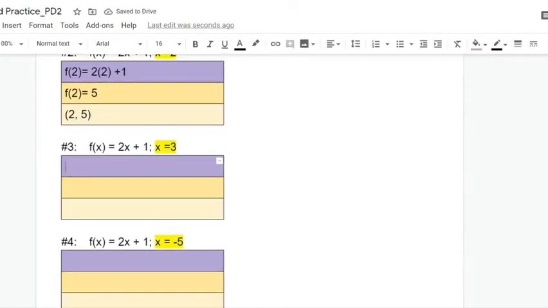Number 3, f of x equals 2x plus 1. This time x equals 3. So f of 3 equals, substituting 2 times 3 plus the 1. Remembering the parentheses gives us the multiplication. f of 3 equals 2 times 3 is 6 plus 1 equals 7. So this time the x equals 3, and I solve for the 7.